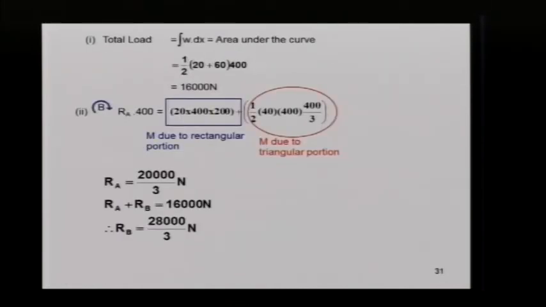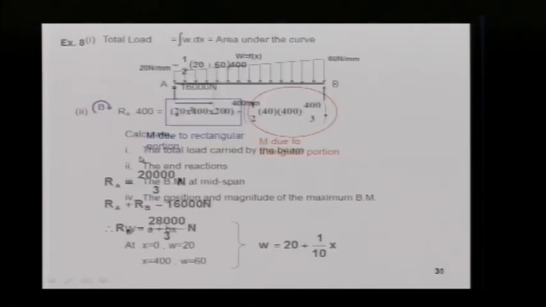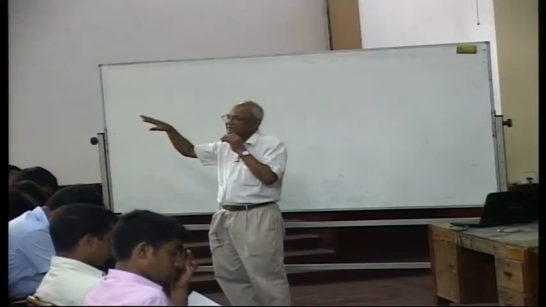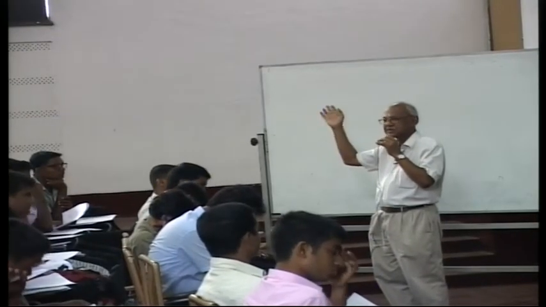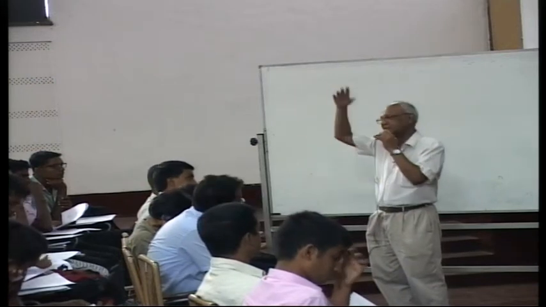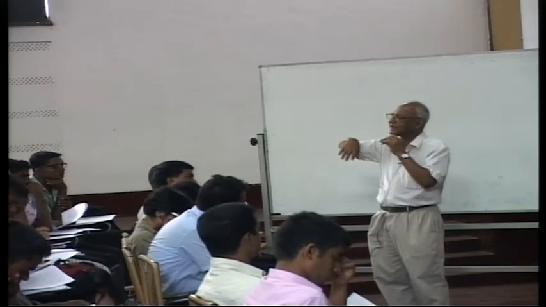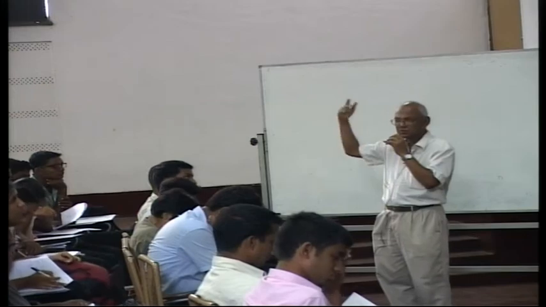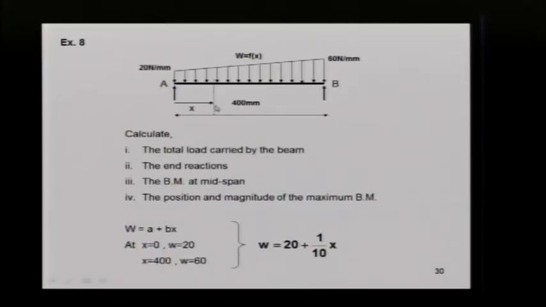Right, now we can find those reactions. So the reactions we find, and I have done this kind of thing before, we take moments about B. So then you have RA times 400. Now, when we are taking moments for the entire beam, we don't have a sign convention saying clockwise moments are positive and all of that, right? Moments in one direction are positive, moments in the other direction are negative. You can have anything for that. Just moments in one direction must balance the moments in the other direction, if you are taking moments for the entire beam.